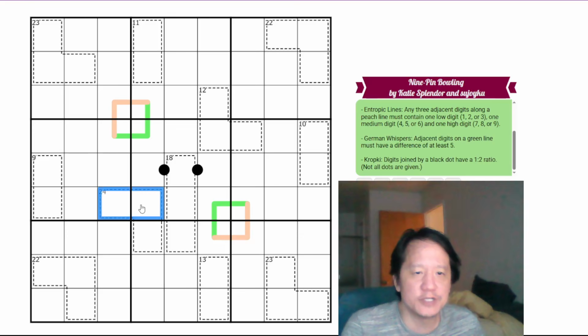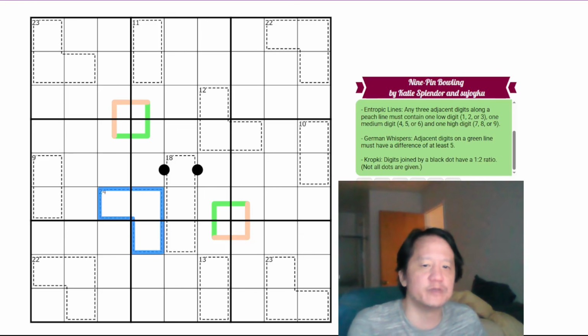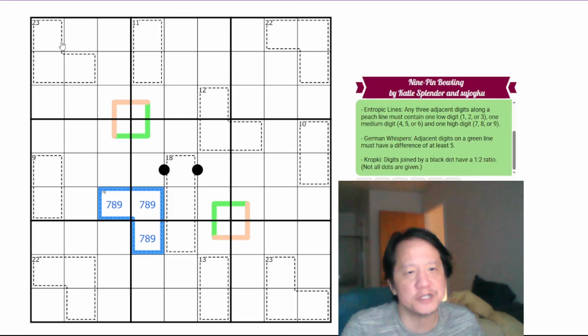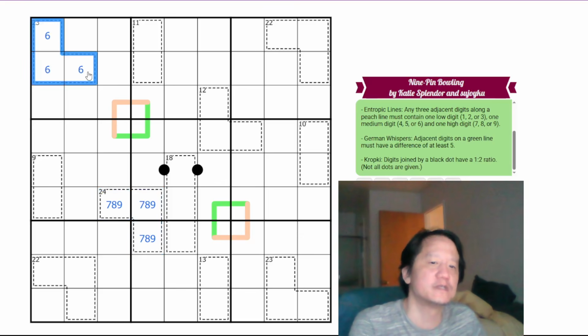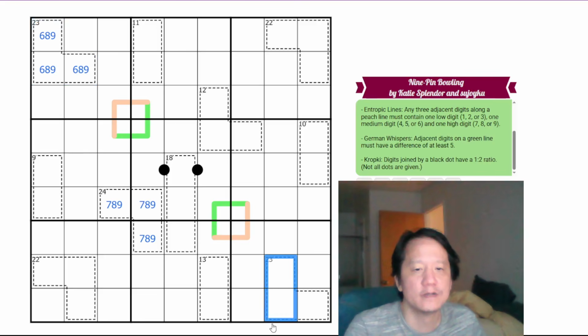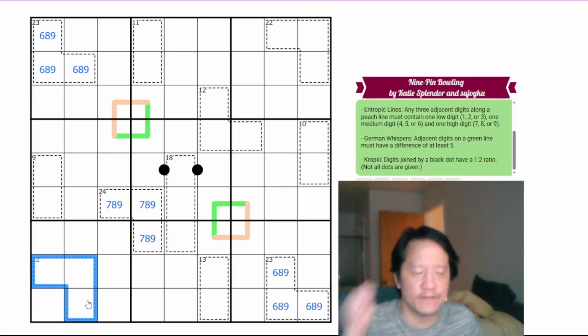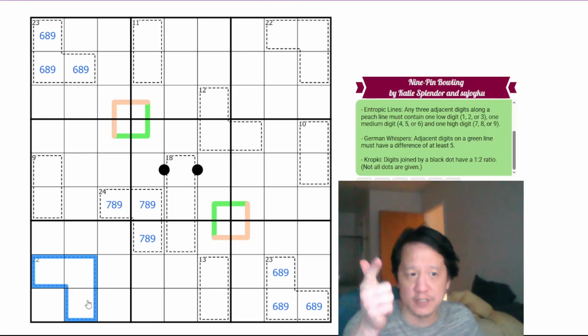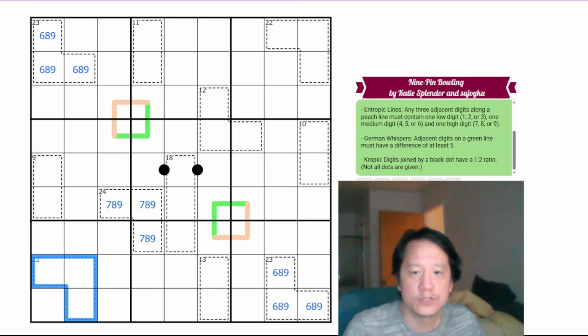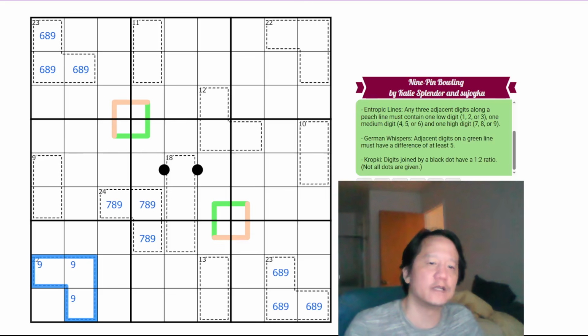Okay, 3 digits adding up to 24 must be 7, 8, and 9. 3 digits adding up to 23 must be 6, 8, and 9. And 3 digits adding up to 22 has to be either 5, 8, 9 or 6, 7, 9. So we're guaranteed a 9 here either way.